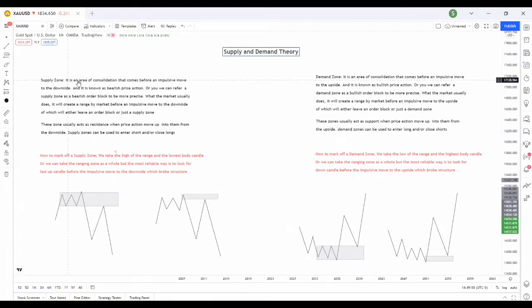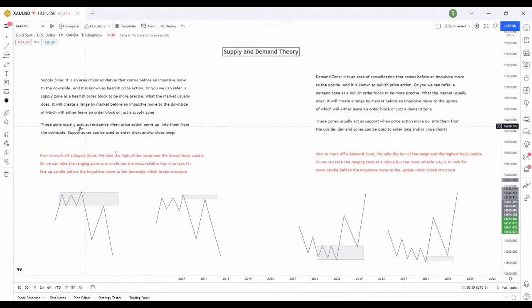A supply zone is an area of consolidation that comes before an impulsive move. The market will be moving and consolidating in one area, and then it will make a strong push up, just a small one, to take out the liquidity above the buy side liquidity, and then it will rally to the downside. It is known as bearish price action, or more precisely a bearish order block. The market usually creates a range before an impulsive move to the downside, which will leave either an order block or just a supply zone.